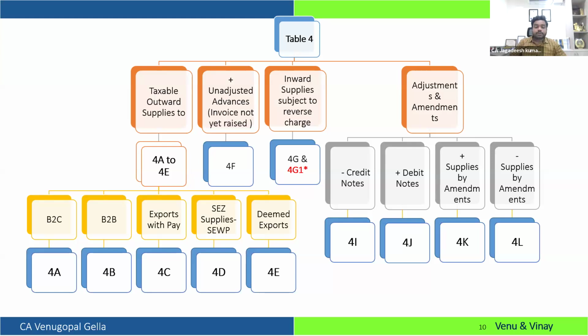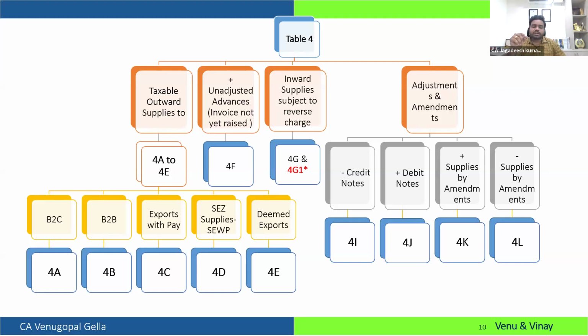So coming to the next part, if there are any unadjusted advances, if you have received advance against the services, and still you have not raised any invoice for that advance, you need to report it in table 4F. And in table 4G, inward supply subject to reversal. If you have received any inward supplies which are subject to reversal, you need to report it in table 4G. Table 4G1 was recently added from this year only, that is from 23-24.